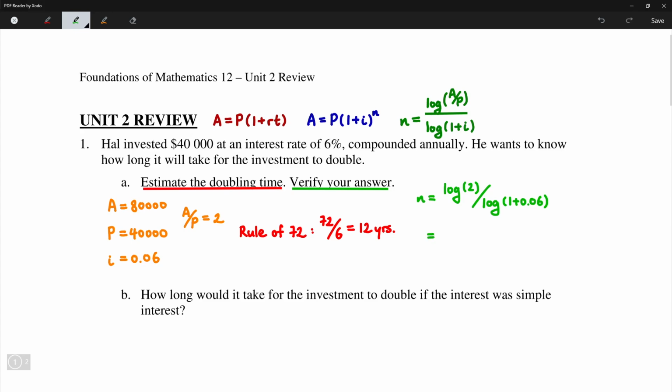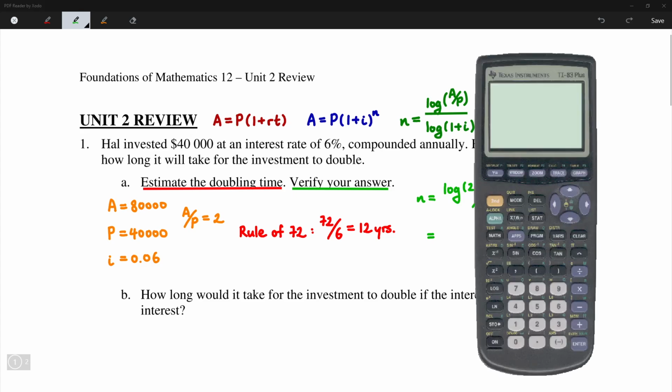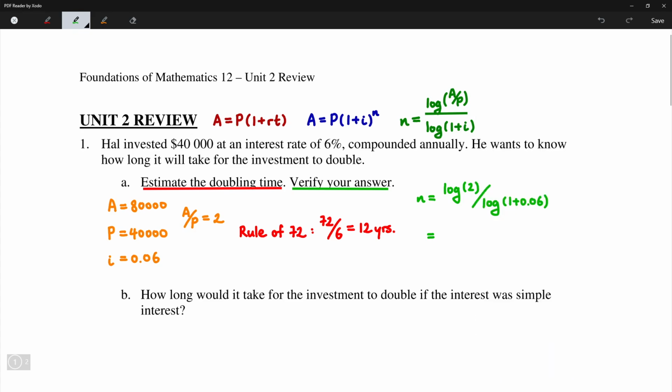From there, we can use a calculator to work this out. There we go. So this would be log 2 divided by log 1 plus 0.06, and we get 11.89, so we can round it to just 11.9, which is very close to, once again, 12 years.